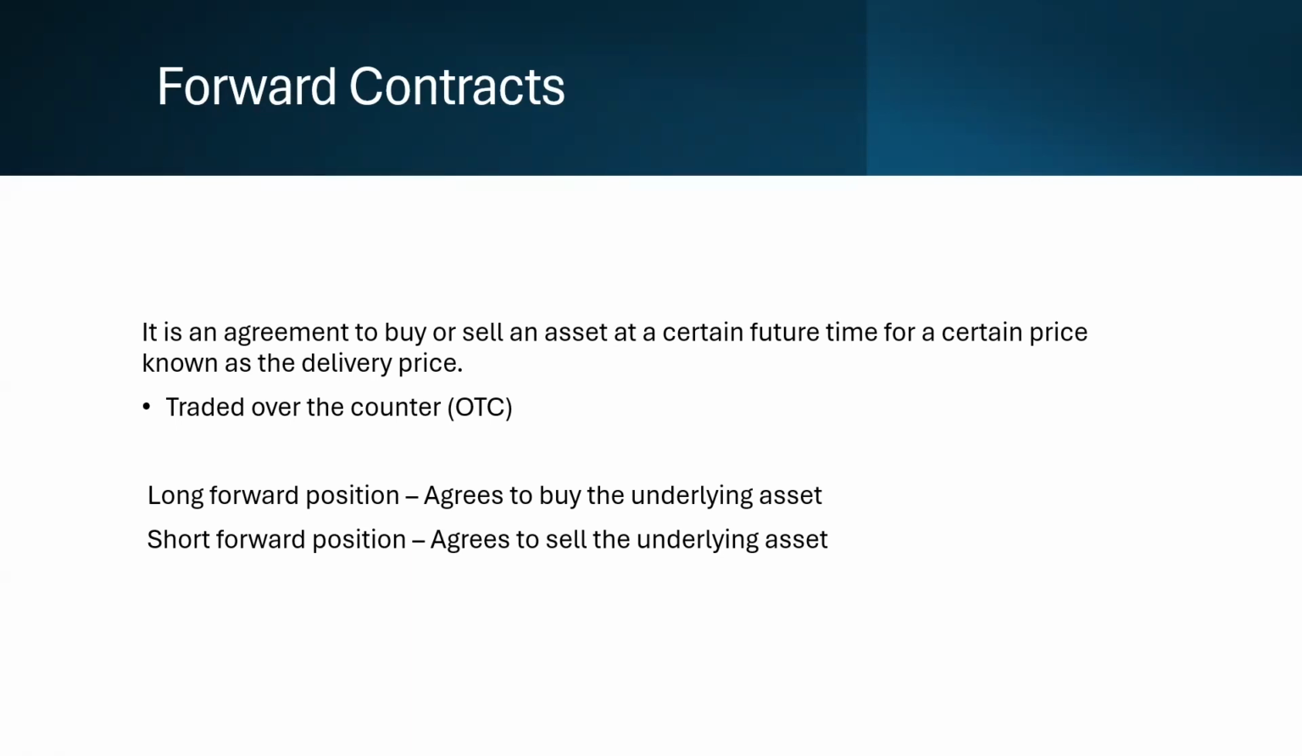So there are two main terms that you have to remember when it comes to forward contracts. That's long forward position and short forward position. Long forward position is the term given if you are agreeing to buy an underlying asset in the future. That's called long forward. And short forward means you are agreeing to sell an underlying asset in the future. So those are two main terms that you have to remember when you are dealing with these forward contracts.